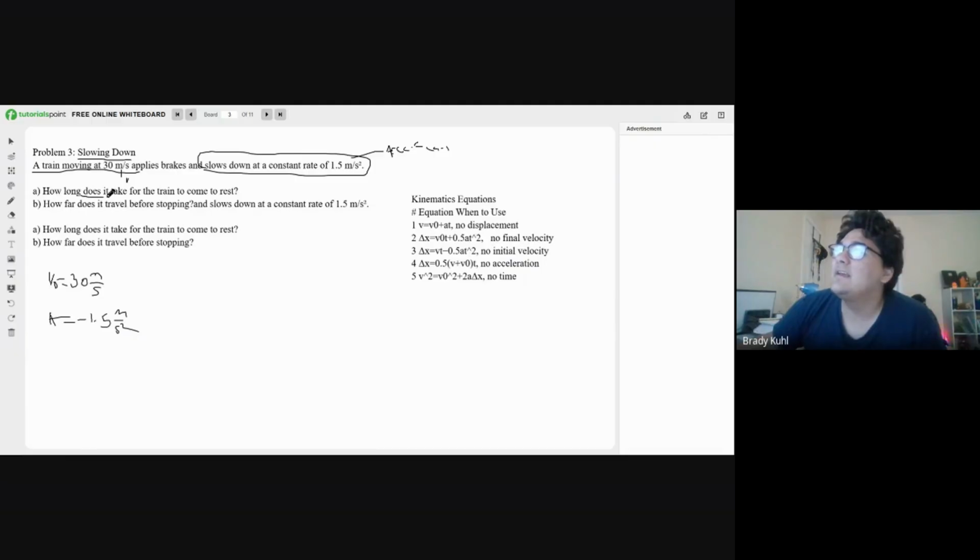Part A: how long does it take for the train to stop, before it comes to rest? So we want the time when it comes to rest. So for that problem, which formula do we use?